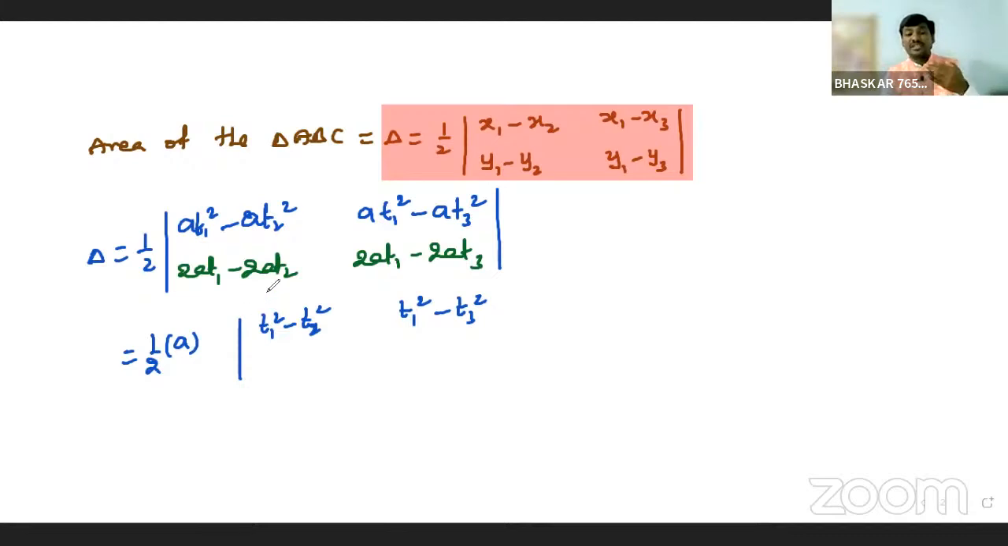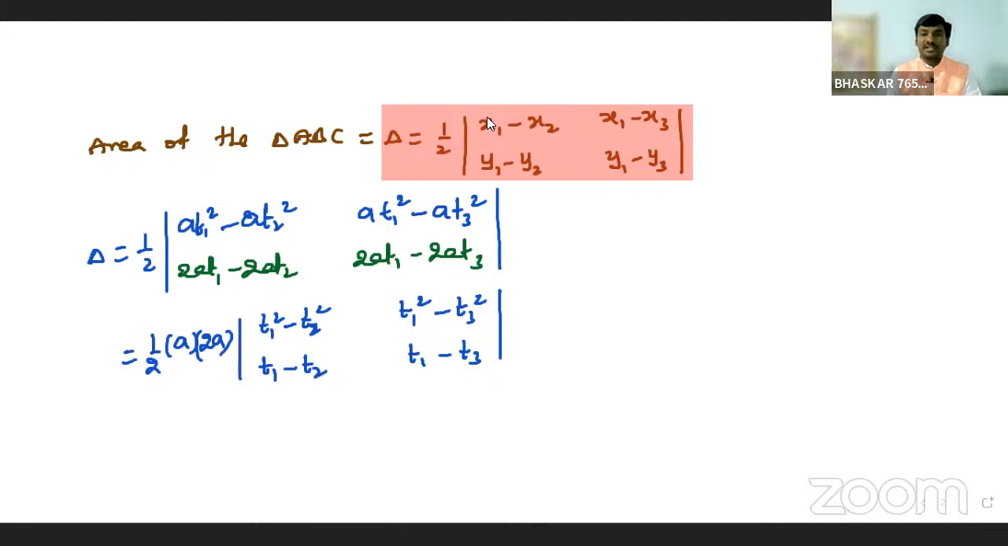And the second row, if you observe carefully, we have 2a, 2a, 2a, 2a. So you can take 2a common from the row. I am taking 2a common. Other than 2a, what is remaining here? Remaining here t1 minus t2. Other than 2a, here t1 minus t3. Do you know the a square minus b square formula?